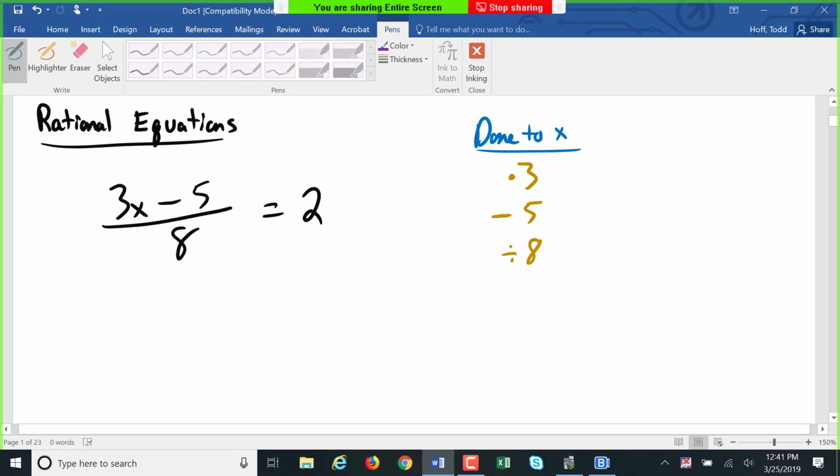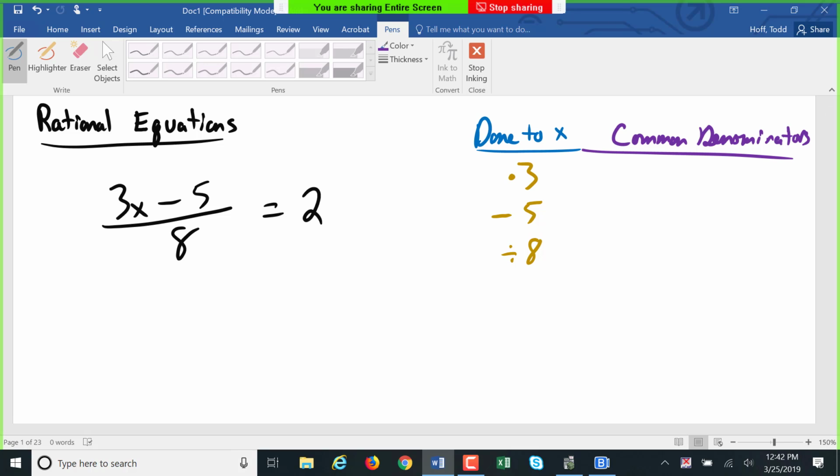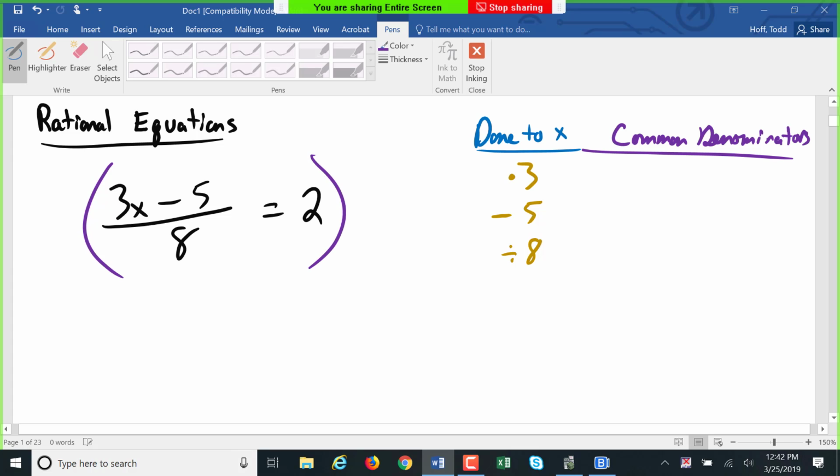However, we want to look at this as more of a unified approach that we're going to use on all rational equations. And what we're going to do is, again, find common denominators, and we're going to use those common denominators to eliminate the fractions in the equation. Now in this case, there is only one denominator, which is 8. So to get rid of that denominator, I'm going to multiply this whole fraction by 8.